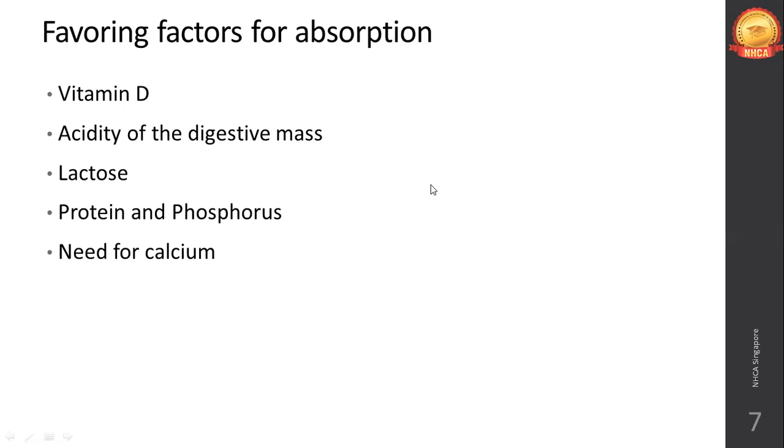I mentioned this earlier. During pregnancy and lactation, the absorption of calcium is about 50 to 60% in adults. But for a non-pregnant, non-lactating woman or an adult man, calcium absorption is hardly 40 to 50%. So when there is a demand for calcium in your body, automatically the absorption rate increases. Is it clear about the favoring factors of calcium absorption?